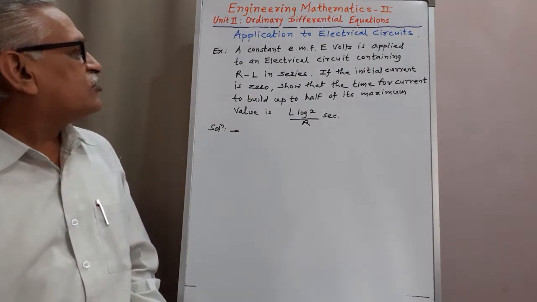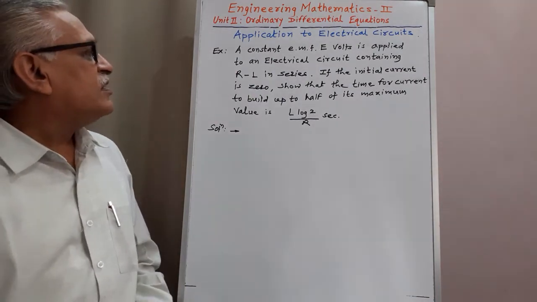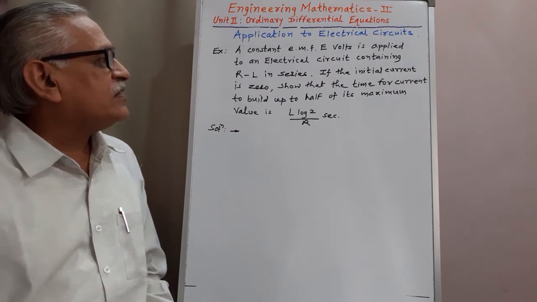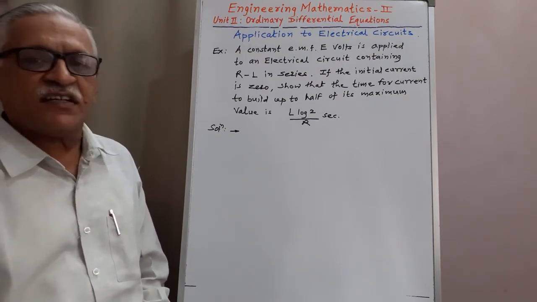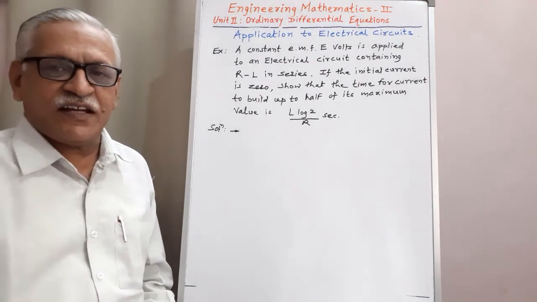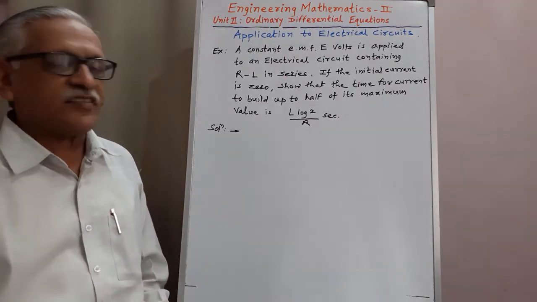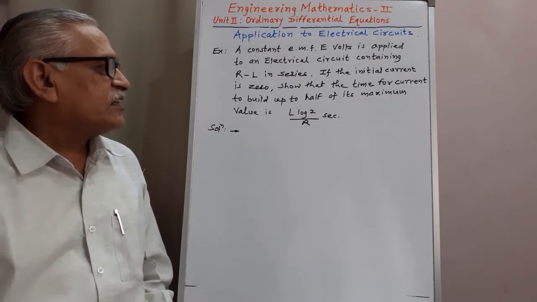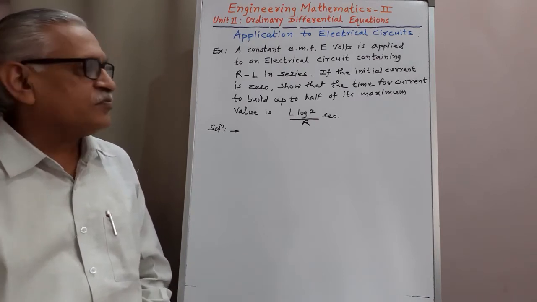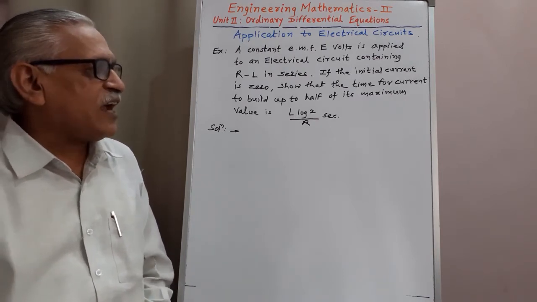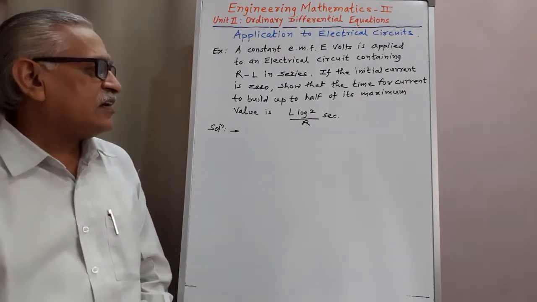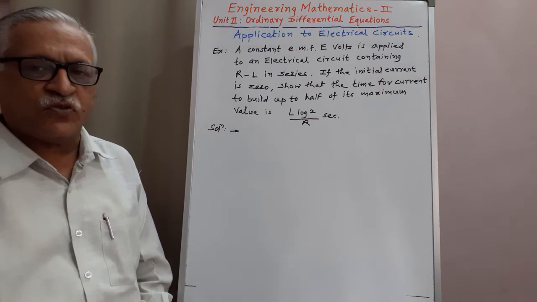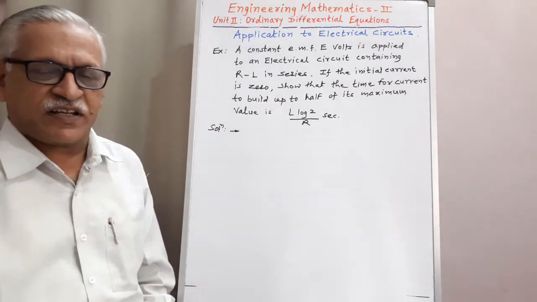Let us solve one more problem. A constant EMF capital E is applied to an electrical circuit containing R and L in series, resistance and inductance in series. If the initial current is 0, show that the time up to half of its maximum value is L log 2 divided by R seconds.